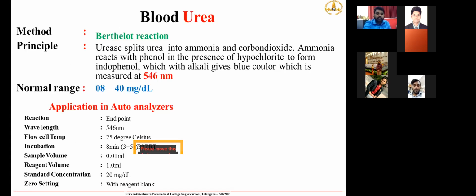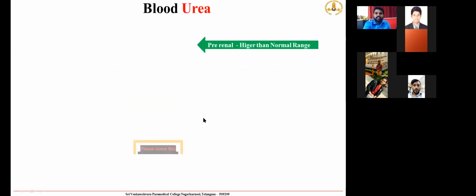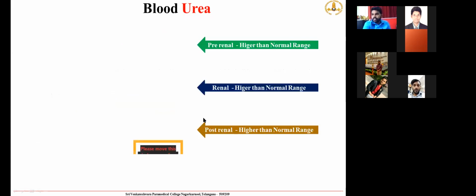Okay, so in the previous slide, in this slide, we have mentioned the normal range. It is 8 to 40 milligram per dl. So when we talk about the normal range, if the values are very high, above the normal range, then the disease conditions are classified into three types: pre-renal, renal, and post-renal.